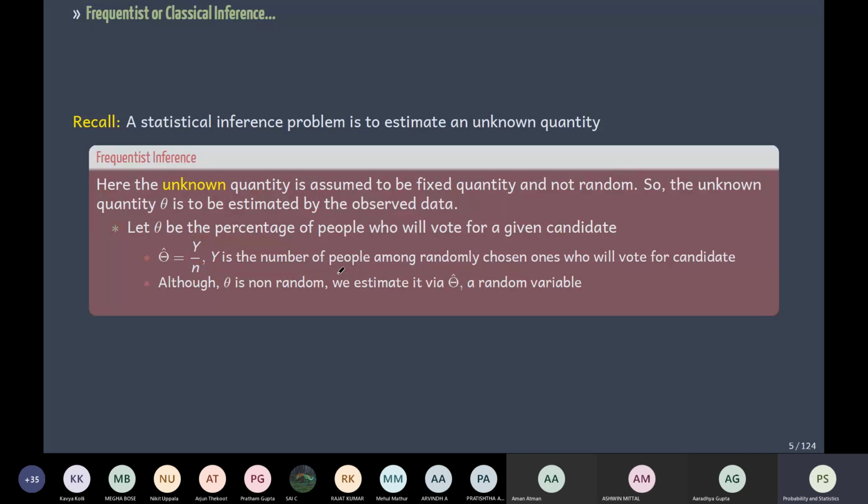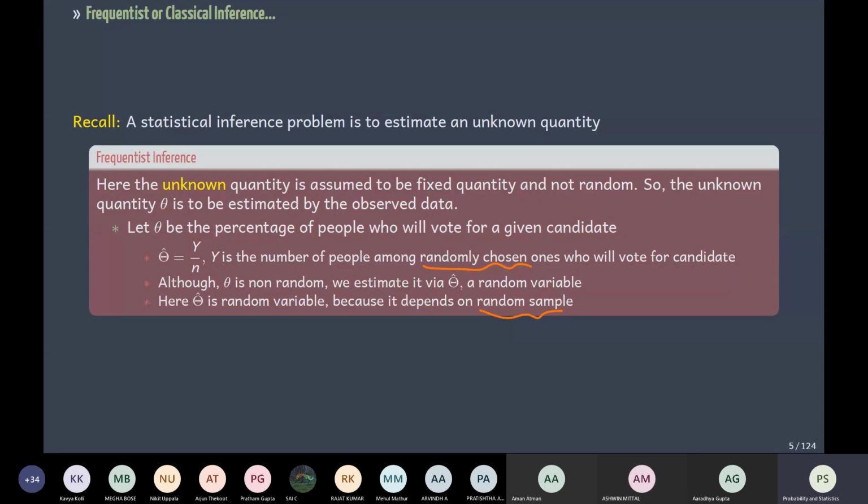So although theta is not random, we estimate it via theta hat, which is a random variable. Theta hat is a random variable because it depends on the random sample, because the samples that we chose were collected randomly, right? Okay, so that was the frequentist approach.